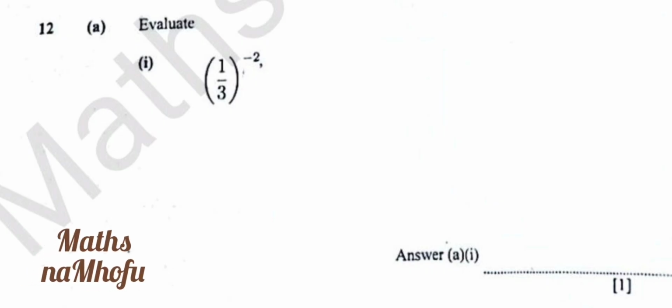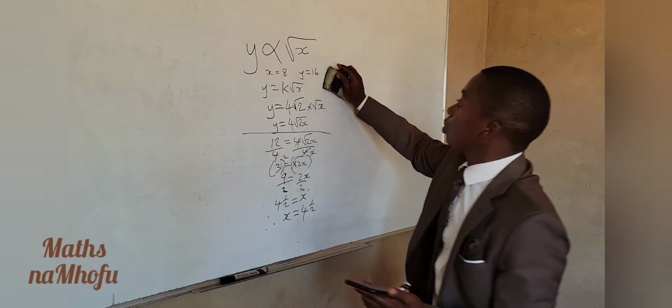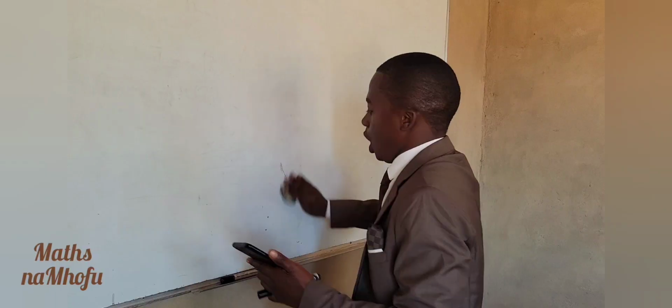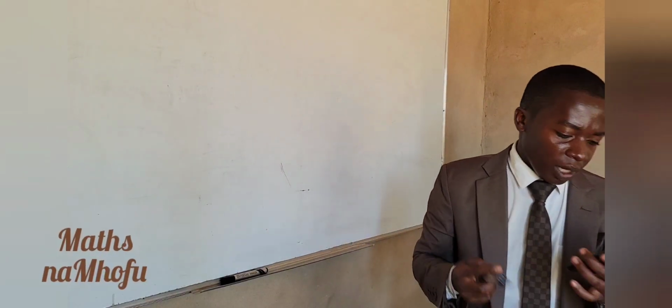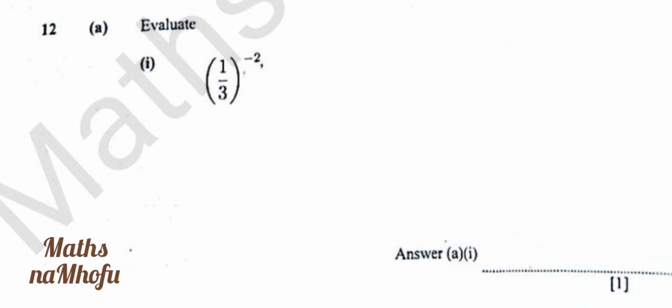Now we are moving on to number 12. These ones, we are going to do them in seconds because it's loads of exponents, loads of indices. Number 12, the first question, evaluate 1 over 3 to the power negative 2.